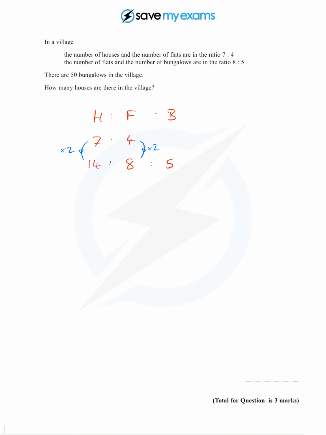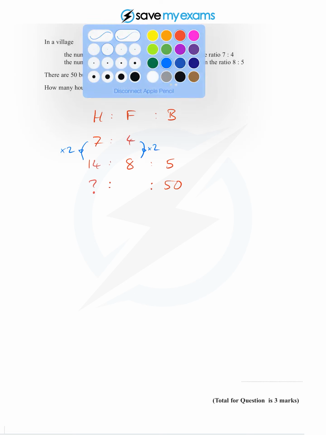Right, now, the other piece of information we're given is that there are 50 bungalows in the village. So if we want to work out how many houses there are, we just scale up again. So let's have another ratio here. 50 is the number of bungalows, and we want to find the number of houses. We could find the number of flats along the way, but we don't need to.